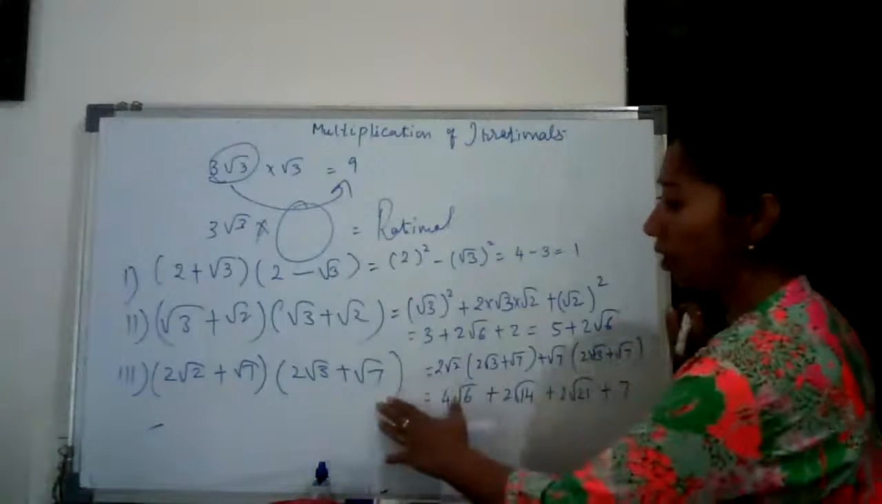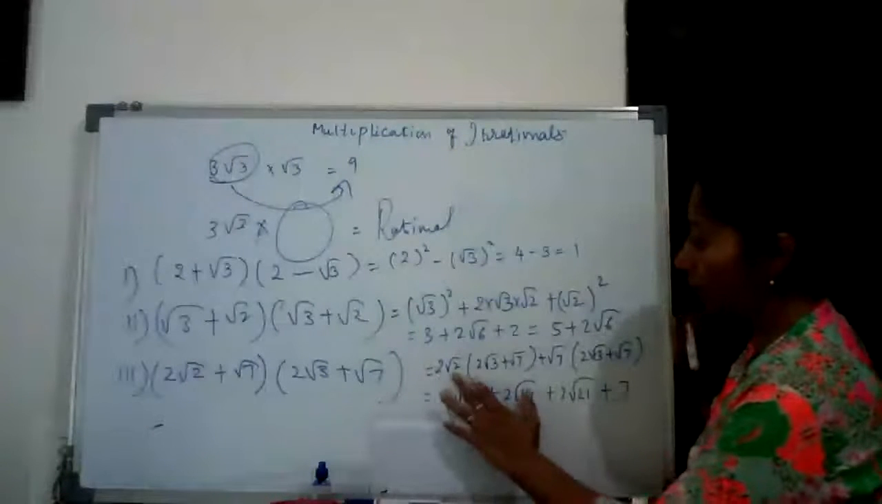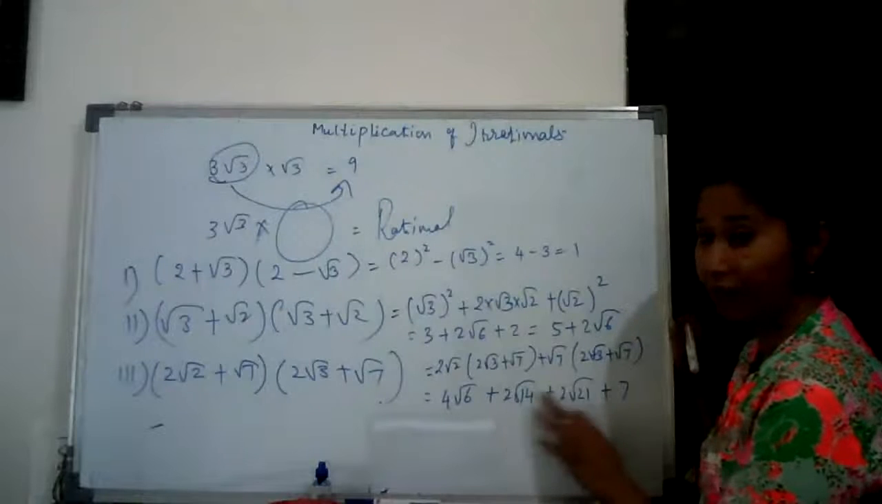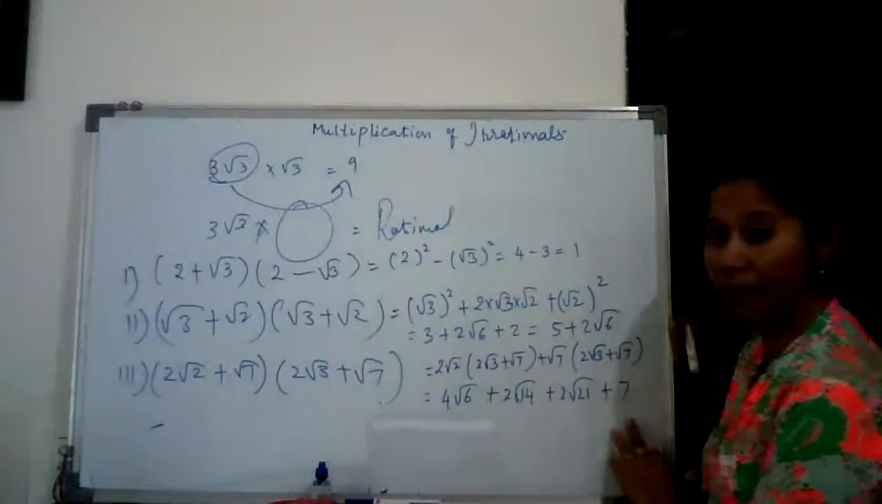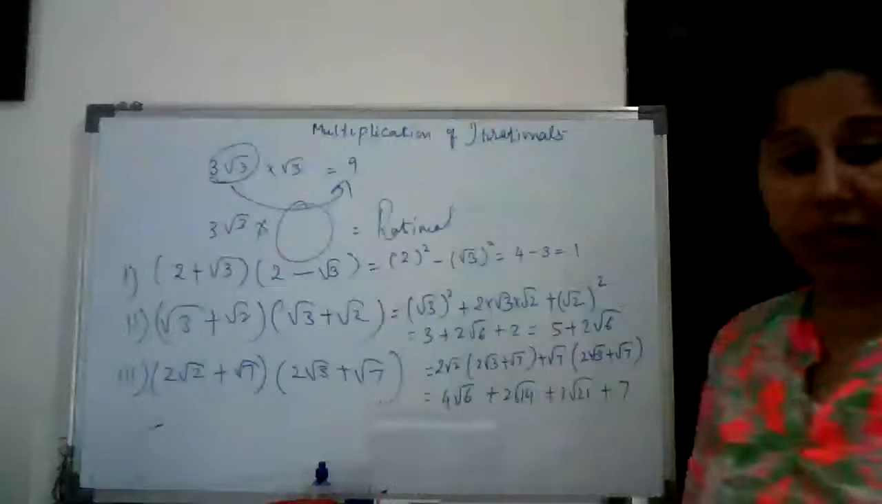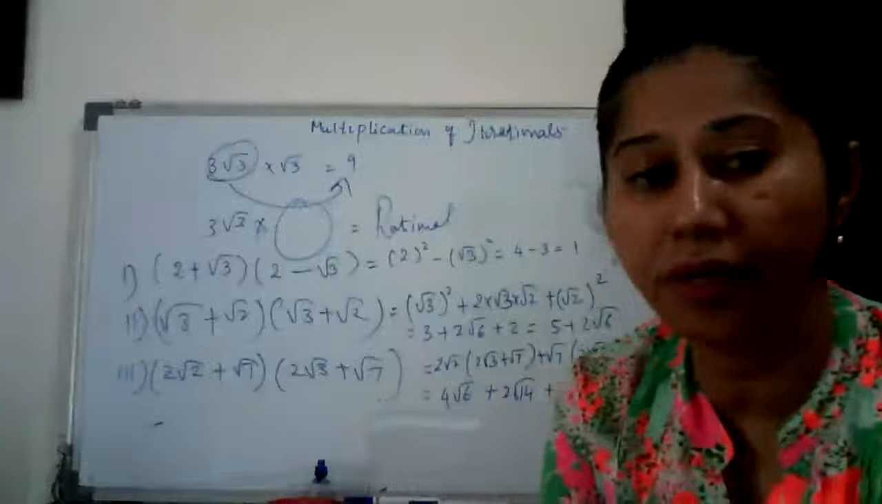I hope you're clear with the last question. When I open the bracket and multiply, we get all different terms here: 4 root 6 plus 2 root 15 plus 2 root 21 plus 7. Since all the terms are different, we leave the sum here only. Please stop solving it and pay attention here, everyone.